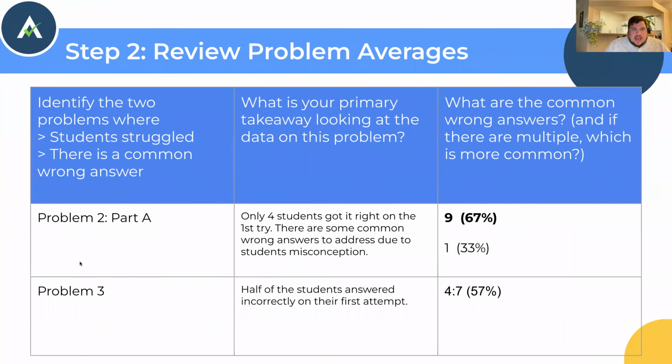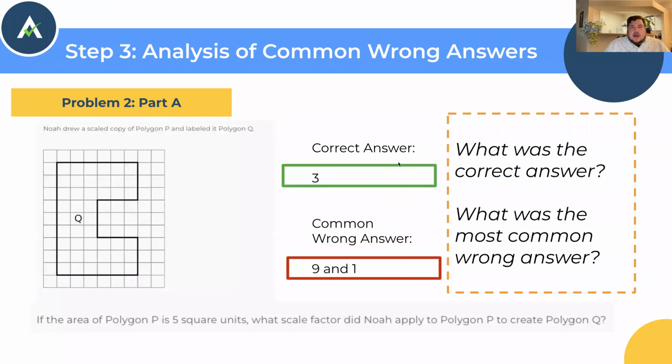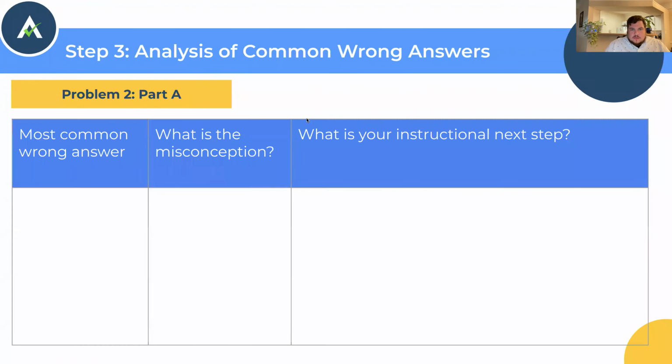Okay. And we're just focused on problem 2 part A right now. So we know that only 4 students got it right on the first try. And when we do the math, which we just did already, the correct answer is 3, but students put 9 and 1. And so with that most common wrong answer, again, the students kind of misunderstood what scale factor was, and we want to determine an instructional next step.